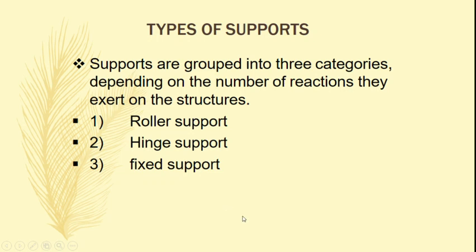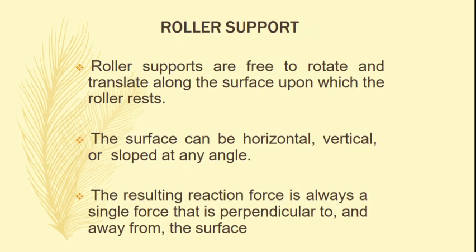There are a lot of supports. Now what is roller support? Roller supports are free to rotate and translate along the surface upon which the roller rests. Means in case of roller supports, the beam is free to rotate, and it can translate along the surface, but it cannot translate in other directions. We discuss this.